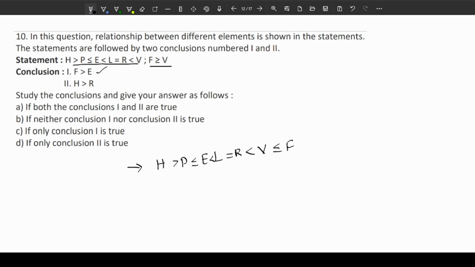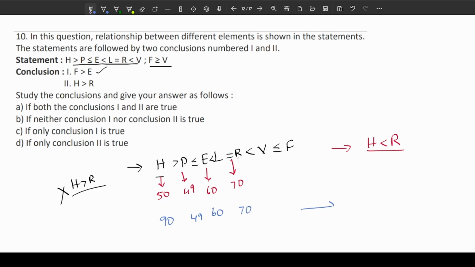Now let's go for conclusion 2. H more than R. H more than P less than E less than R. So we can't tell that H is more than R. We can't say this. Let me give you an example of why I'm saying so. Let H be 50, P can be 49, E can be 60, L is equal to R can be 70. According to these numbers, H is less than R, right? At the same time, I can also put a different set of numbers. Let's say if H is 90 and the rest of the numbers remain the same, then H is more than R, right? So that's the reason why conclusion 2 is not true. Okay, hence answer is C, where only conclusion 1 is true.